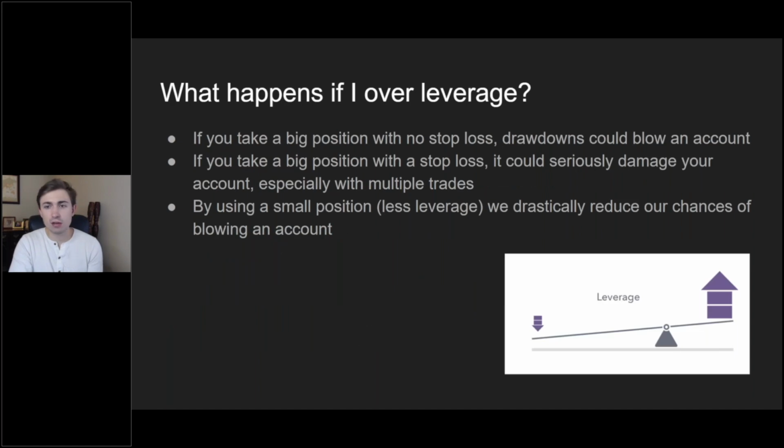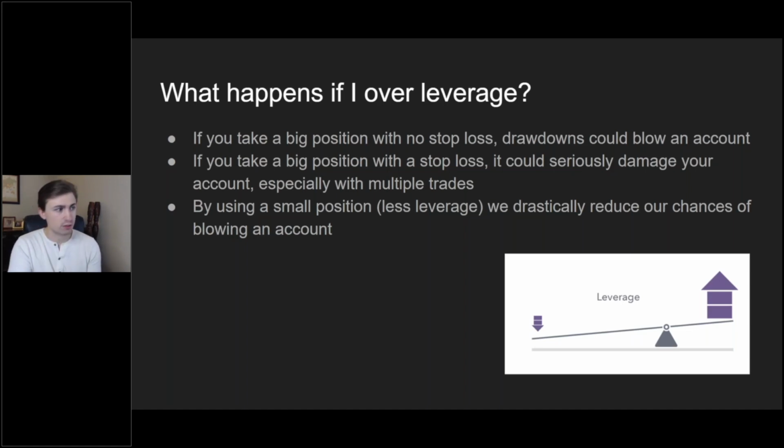This is a common mistake, man. This is so common with new traders. They get themselves into a lot of trouble by placing one bet that was way too big. And if you take a big position with no stop loss, drawdowns could absolutely blow your account. Anytime you take a trade with no stop loss, if you have no plan to get out of the trade prior to anything else, you're essentially risking 100% of the account.